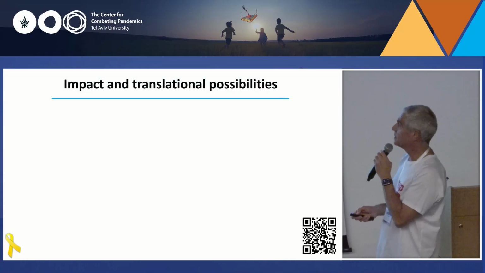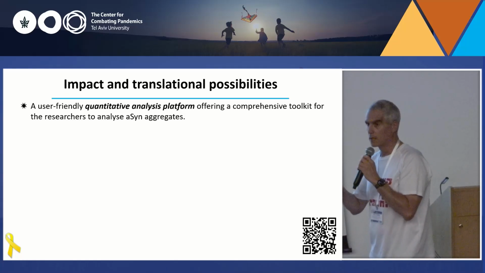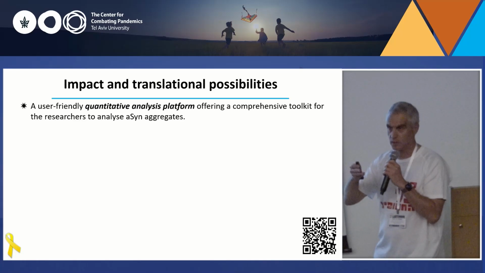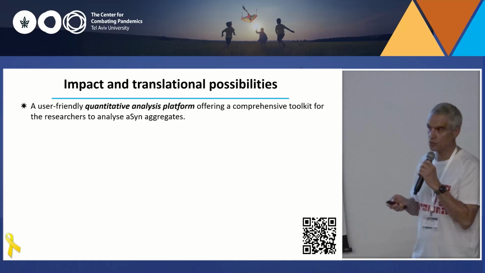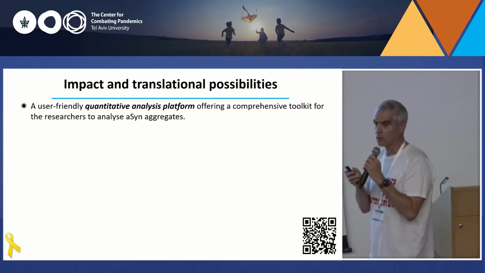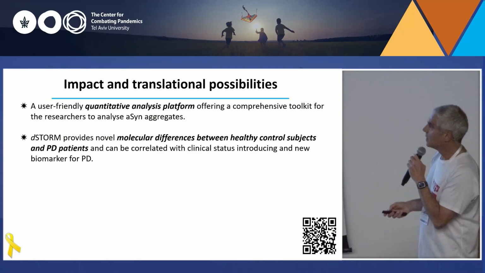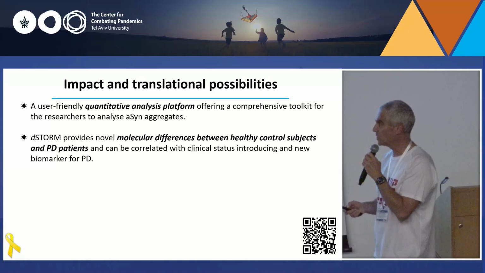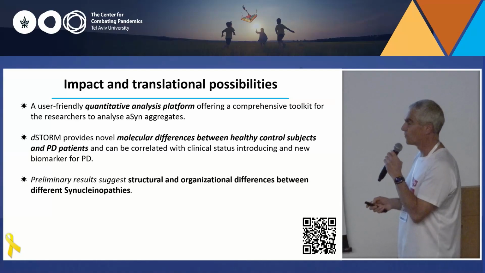I'll just summarize. We have a user-friendly quantitative analysis platform that can offer a quantitative aspect for, in this case, alpha-synuclein, but any other protein of interest that you are working on, cellularly or in tissue. One can quantify with this platform and get a lot of information about the structure of the organization, the number of molecules, and much other information. We provide molecular differences between healthy controls and Parkinson's disease patients, and we have preliminary results suggesting structural and organizational differences between different synucleinopathies.